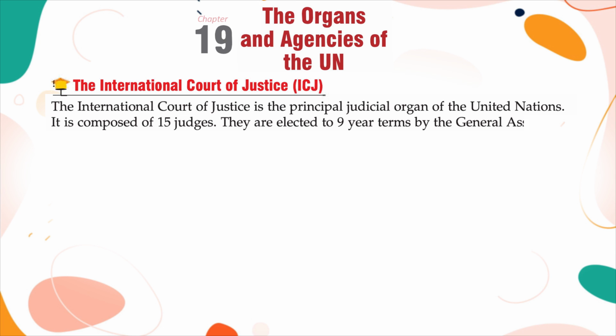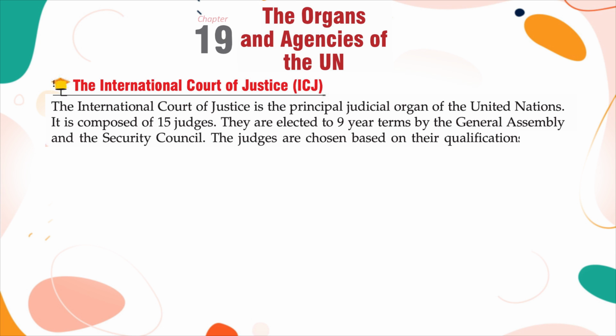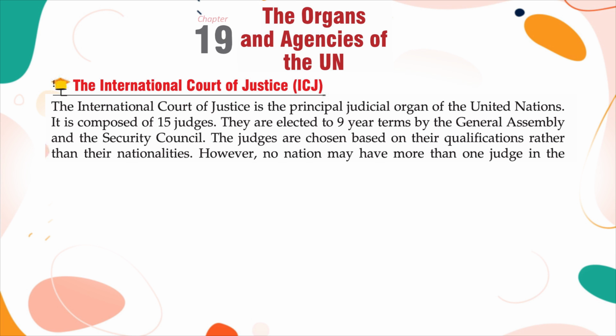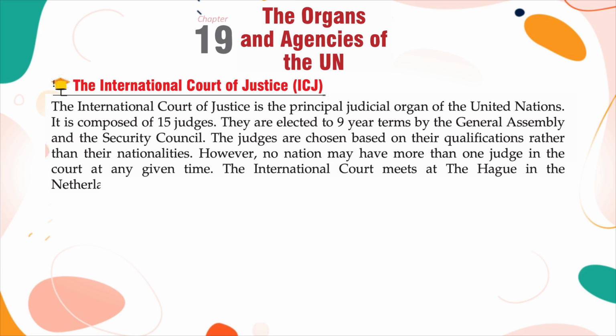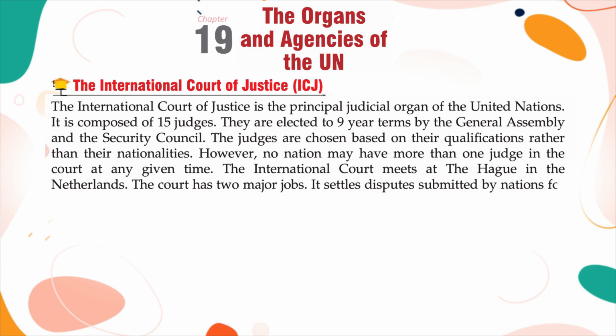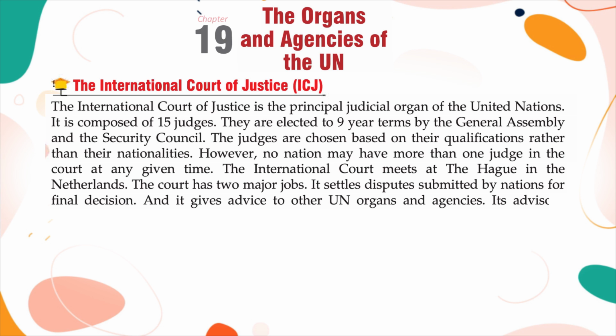They are elected to 9-year terms by the General Assembly and the Security Council. The judges are chosen based on their qualifications rather than their nationalities. However, no nation may have more than one judge in the court at any given time. The International Court meets at The Hague in the Netherlands. The court has two major jobs. It settles disputes submitted by nations for final decision, and it gives advice to other UN organs and agencies.